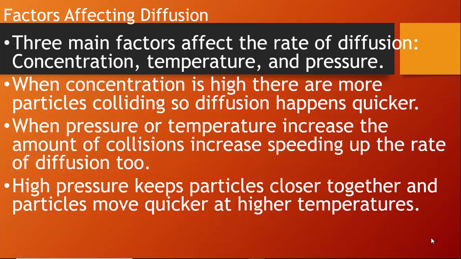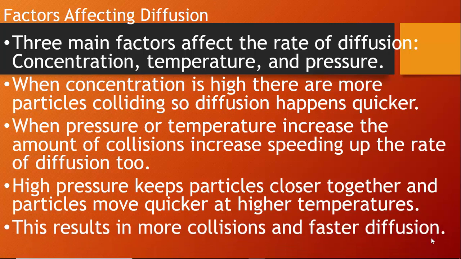Now, high pressure keeps particles closer together, and particles move quicker at higher temperatures. This results in more collisions and faster diffusion. So really, all these things focus on having more concentration, them being packed more tightly together, and that's going to cause more collisions more rapidly, and that's going to affect diffusion much faster. And it's just particles randomly colliding until dynamic equilibrium is reached. Now, I said until, and that's not technically 100% accurate because even when dynamic equilibrium is reached, they are still moving and colliding, but the net concentration is the same throughout.